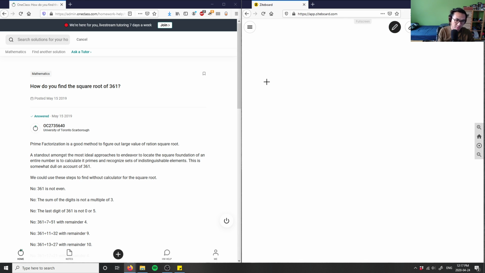How do you find the square root of 361? We want to find the square root of 361 here. Let's first figure out a factor of 361. We want to figure out, can we break this square root into 2 different square roots? Can we find a factor of 361? This is actually kind of hard, because 361 is not even.